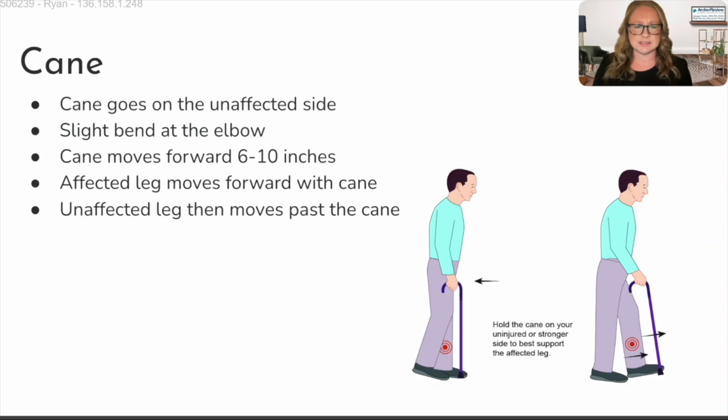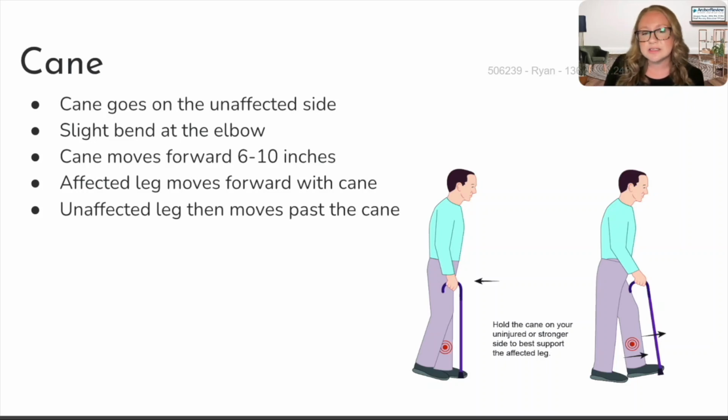Now, their stance. We want them to be upright, holding that cane with a slight bend in their elbow. I don't want their arm all locked out with their elbow joint hyperextended. That's going to put a lot of pressure on their joints. We really want a slight bend through the elbow so they can properly use their upper body muscles to support that affected bad leg. All right, now the sequence here is that the affected leg moves forward with the cane.